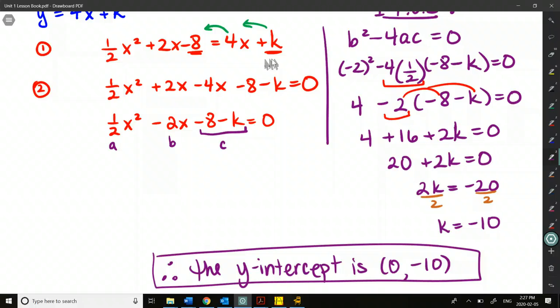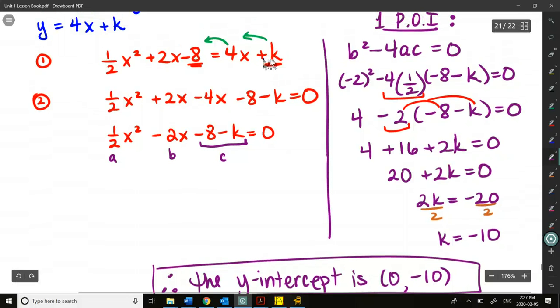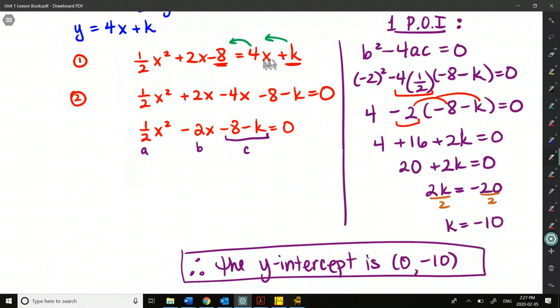Okay, so you're going to follow steps 1 and 2 as usual. Set the equations equal to one another, move everything over. And then in the case where you have like the tangent or one point of intersection, you're going to plug in your a, b, and c into the discriminant, set it equal to 0 because of one point of intersection, and just solve for the variable. Any questions on this one?